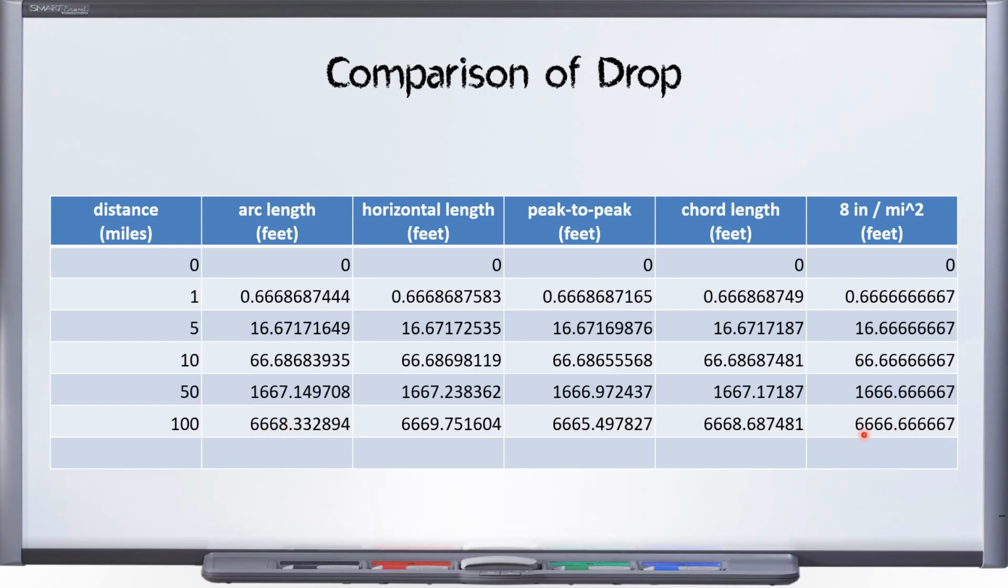And the estimated value, 6,667 feet. We are now off by, oh my gosh, it's over a foot. It's over a foot wrong at 100 miles. At 100 miles, it's off by a foot. That is a darn good estimate.